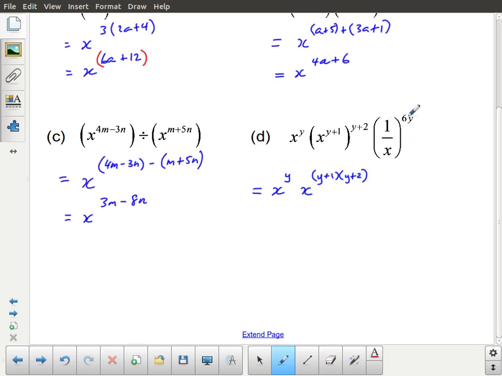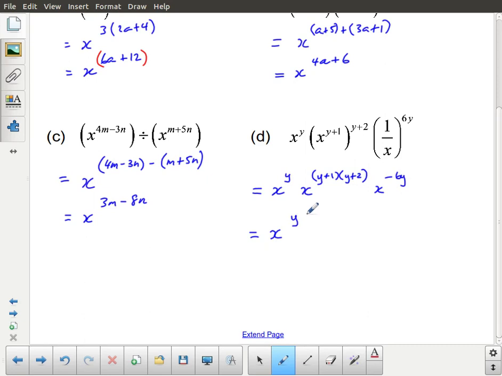And I'm going to use a property that we looked at before in reverse. This is 1 over x to the 6y, which is the same as writing this as x to the negative 6y. And now I'm going to change a positive exponent into a negative exponent. You won't do this often, but sometimes it can be very useful. In this case, that means I now have everything in terms of powers of x multiplied together. So now I can write my single power of x, and all I have to do is add these exponents.